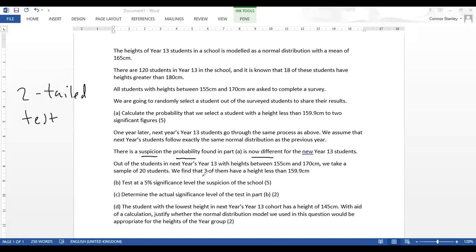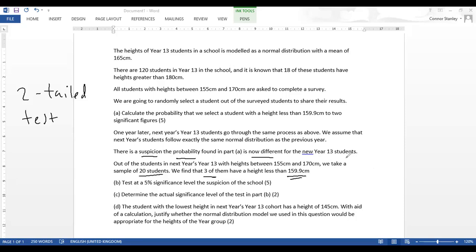And then what do we do in our experiment? So we don't measure people's heights. We're not measuring all these students' heights. We're taking a sample of 20 and we're counting the number of them that have a height less than 159. When we're collecting this data, we are kind of measuring their heights, but we're not recording their heights. We're not taking the mean of their heights. We're not taking the average. We're not using that continuous data. We're just counting how many of these students have a height less than 159.9 centimeters. So we're not using a continuous distribution.